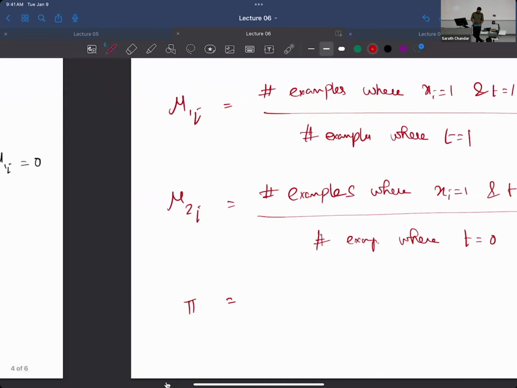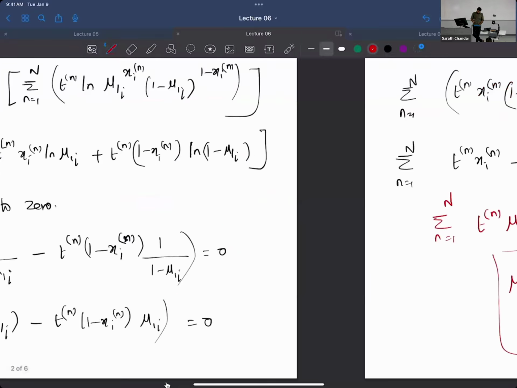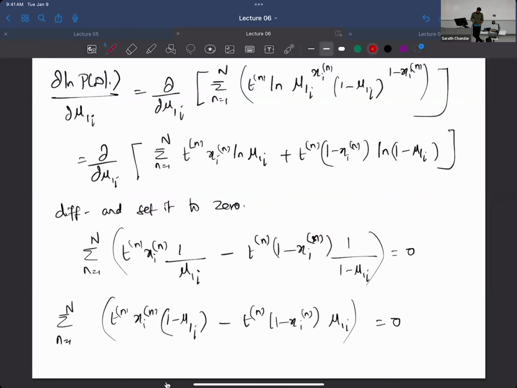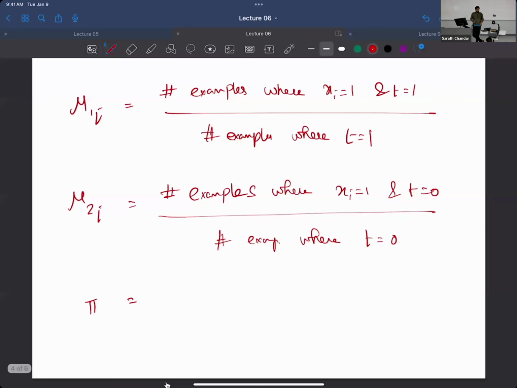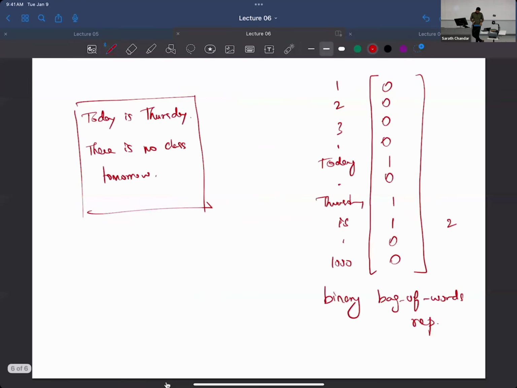the derivation is the same as we did for Gaussian Naive Bayes. Okay, so when you do pi, if you go back, yeah, when you do pi, the remaining things become 0. So the derivation is exactly the same as before. So basically pi is going to be the number of examples with t equal to 1 divided by the total number of examples. So that is pi.